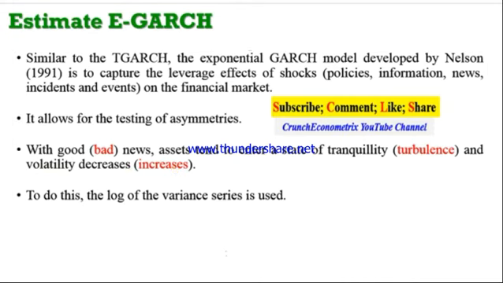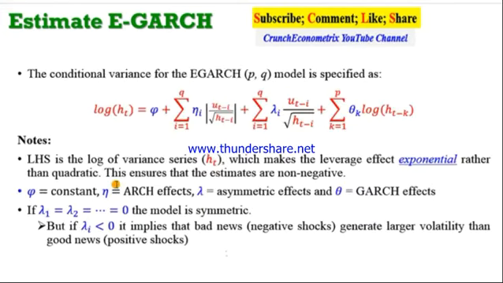Unlike the TGARCH model, the EGARCH uses the log of the variance of the series as the dependent variable and not the level of the conditional variance. So here we have the specification for the conditional variance for the EGARCH(p,q) model. This is how the model is specified.